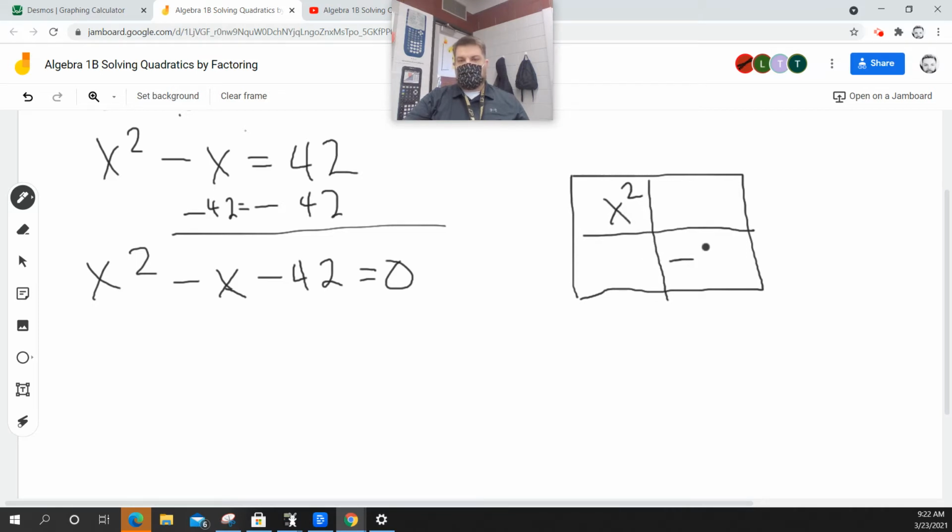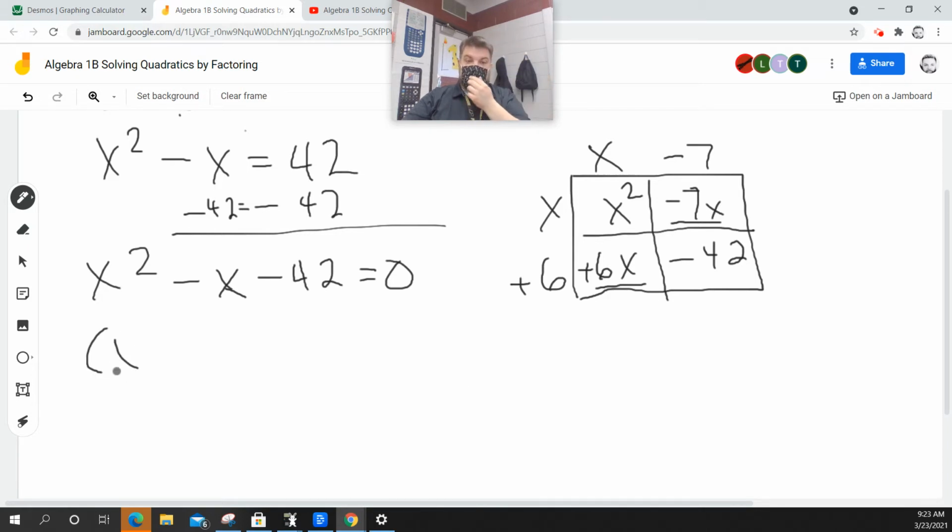I got x squared here, negative 42. Well, this has to be x times x. And then two numbers that when I multiply them together, they equal negative 42, but when I add them up, they equal negative 1, right? Because there's a negative 1 here. Well, that would mean negative 7 and 6. That gives me a positive 6 here, and then it gives me a negative 7x here.